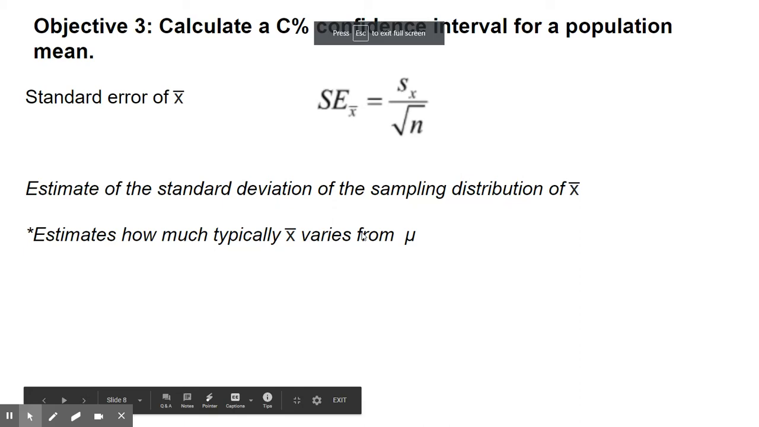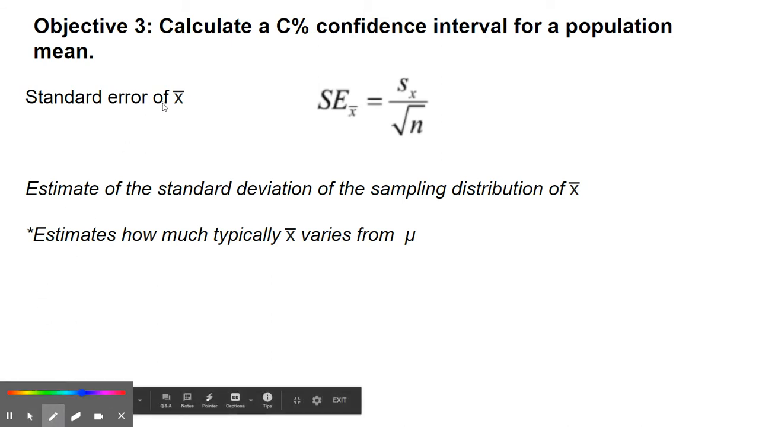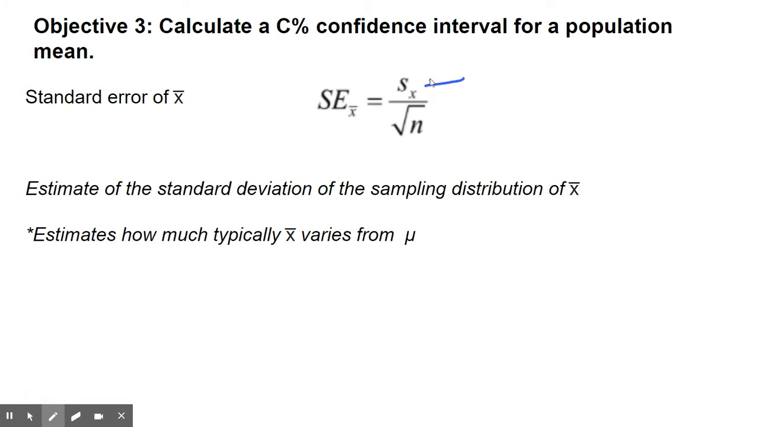All right, so in order to build our confidence interval, we need the margin of error, and part of the margin of error is the standard error of the sample mean x bar. So here's the formula. Again, notice you have your sample standard deviation Sx up there, not sigma. And again, this is an estimate for the standard deviation. It estimates how much typically x bar varies from mu. All right, so be aware of that.